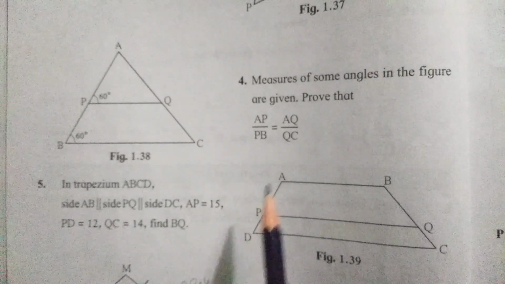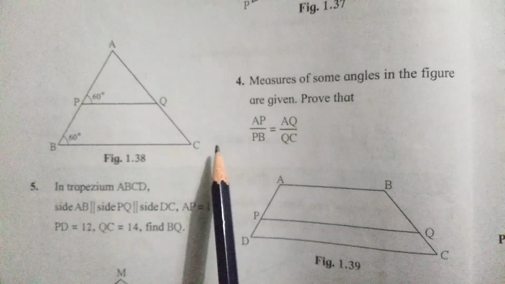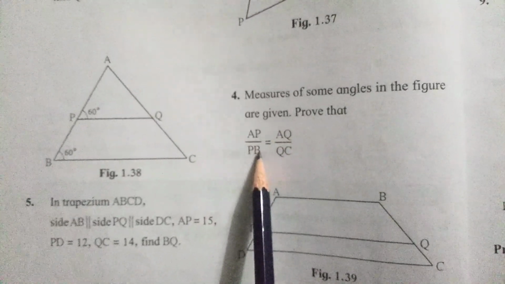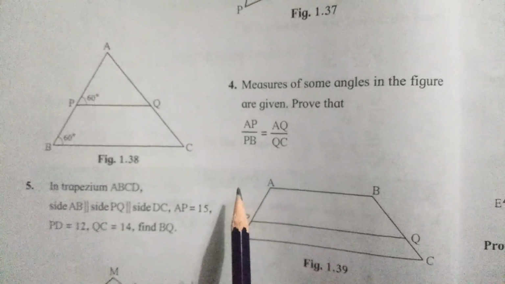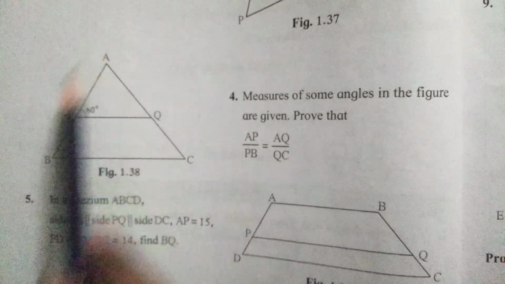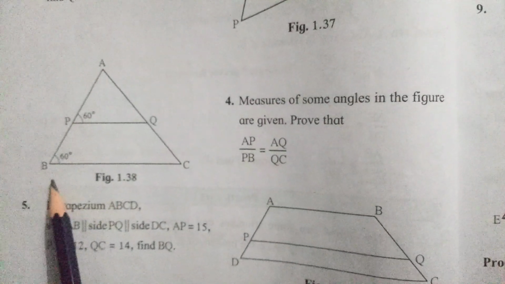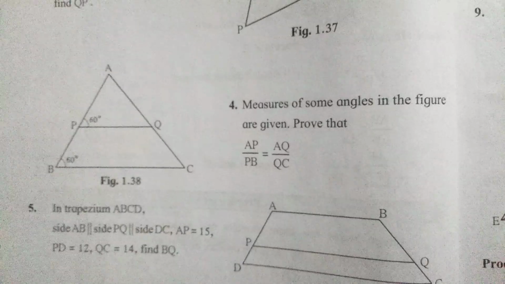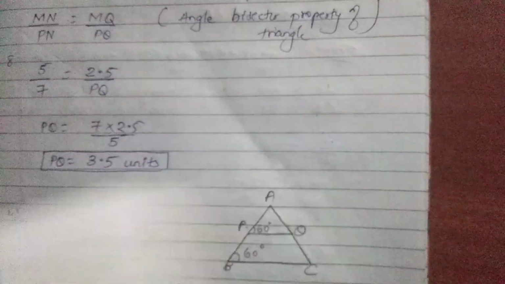Sum number 4, measures of some angles in the figure are given. We have to prove that AP upon PB equals AQ upon QC. When you look at this triangle ABC, this angle P is 60. This angle B is 60. And we have to prove that AP upon PB equals AQ upon QC.